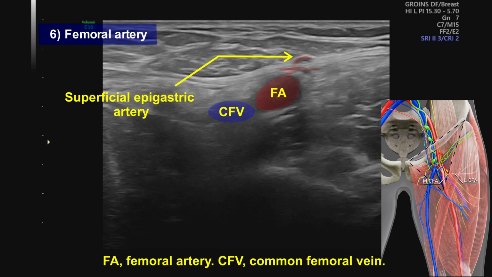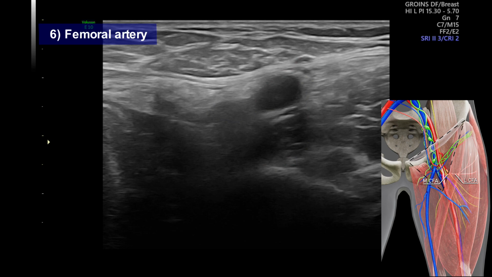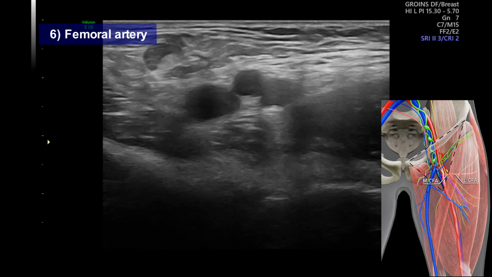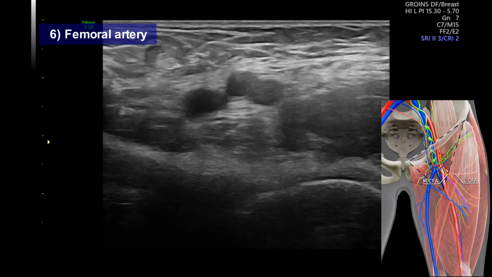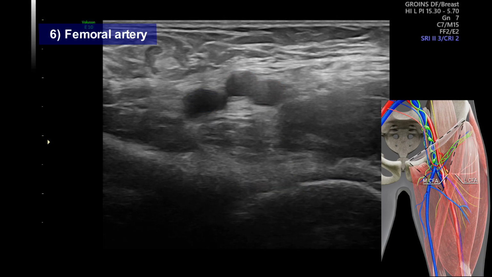superficial epigastric artery, and superficial circumflex iliac artery. Slightly distally, the femoral artery gives rise to the deep femoral artery. The saphenofemoral junction is distal to this bifurcation.